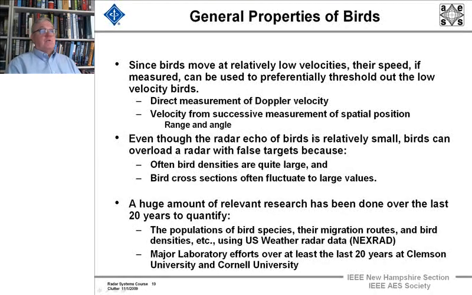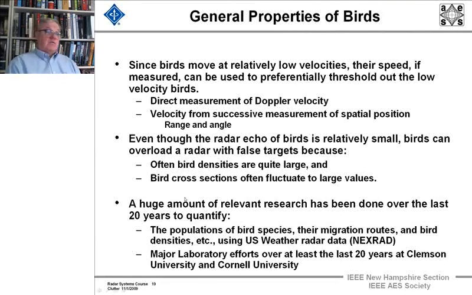But even though the bird echo is relatively small, they can overload a radar with false targets for two reasons. Bird densities are often huge, and I'm going to point to the numerical examples. And bird cross-sections quite often fluctuate to large values, and the sum total of the cross-section of the birds that are in a range azimuth Doppler cell can fluctuate to large values in amplitude.